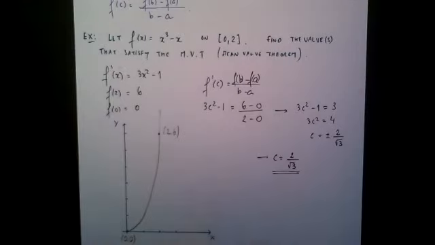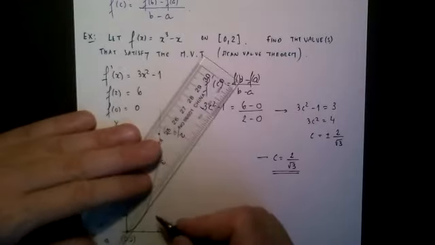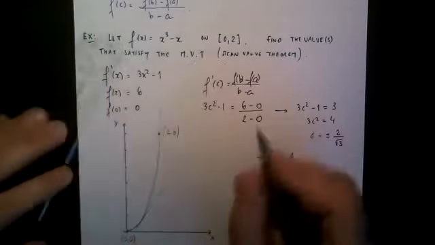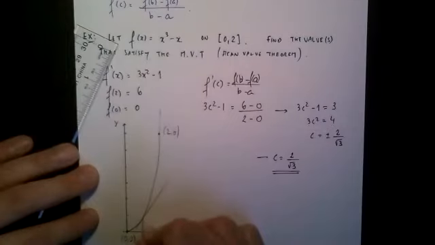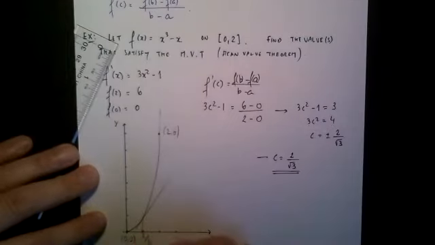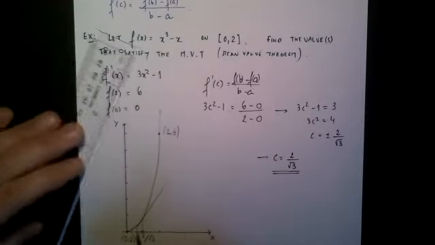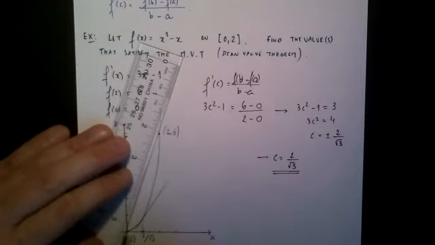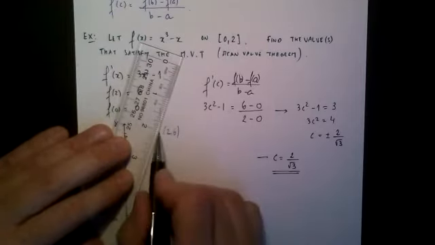So it tells me that at the value 2 over root 3, the slope will be exactly, okay, I didn't draw it correctly. I want to redraw it.